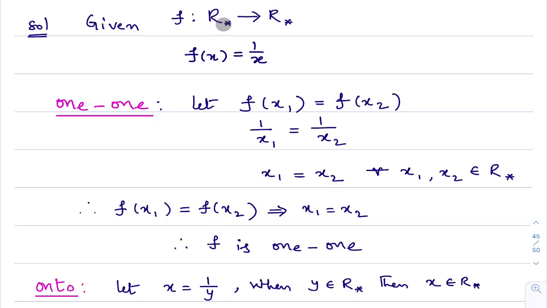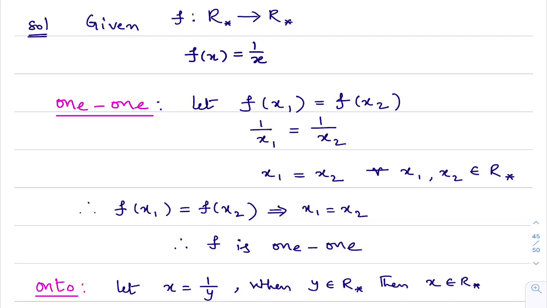On the number line, are all 1 by 2 real numbers? Yes. 2 by 3, real number? Yes. 2 is a real number? Yes. 3? Yes. Minus 2? Yes. Minus 3? Yes. Minus 2 by 3? Yes. Minus 1 by 2? Yes. All are real numbers.